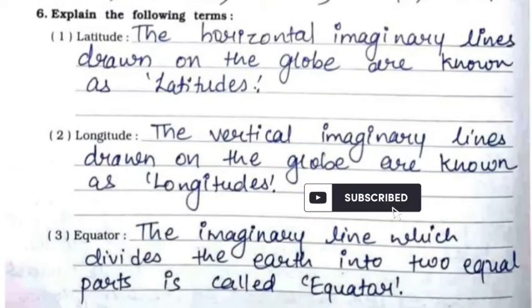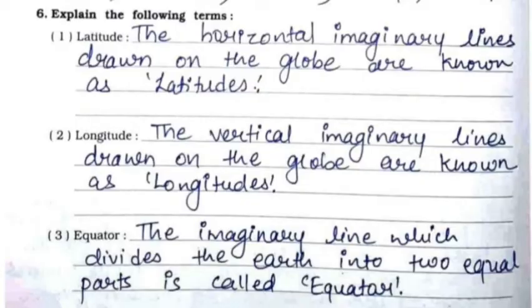Now we'll continue with question number 6, that is, explain the following terms. First one, latitude. The horizontal imaginary lines drawn on the globe are known as latitudes. Second, longitude. The vertical imaginary lines drawn on the globe are known as longitudes. Third one, equator. The imaginary line which divides the earth into two equal parts is called the equator.